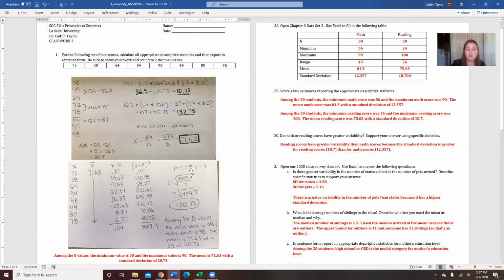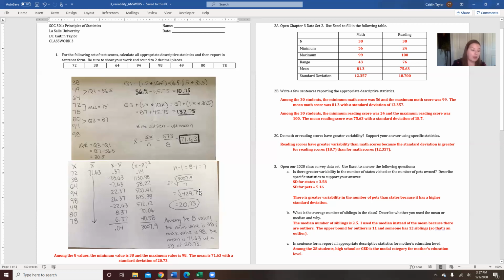So here our n minus 1 is 8 minus 1, which is 7, so we should have 7 on the bottom here. Remember, our n is the number of different values there are. Here we have 8 different values, so n minus 1 is 7. Our n minus 1 goes on the bottom. So we solve the math on that, do the 3007.9 divided by 7 to get 429.7.